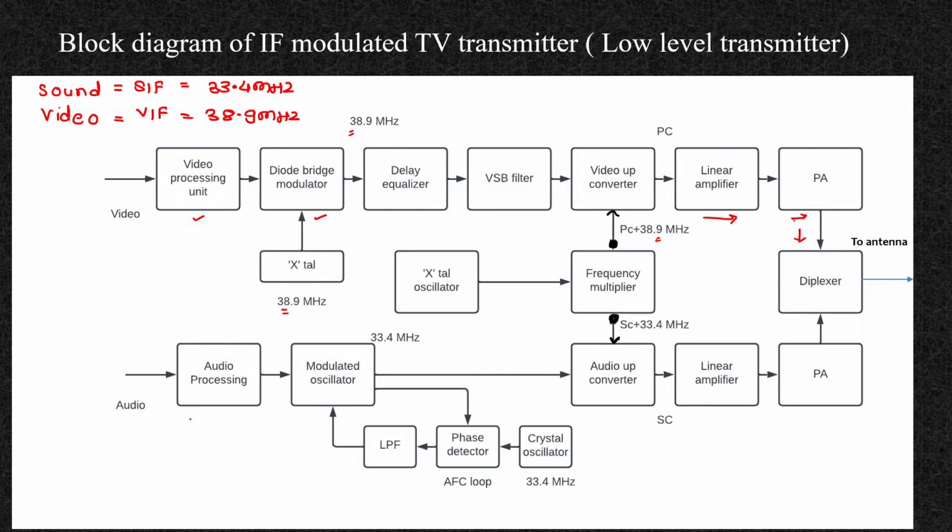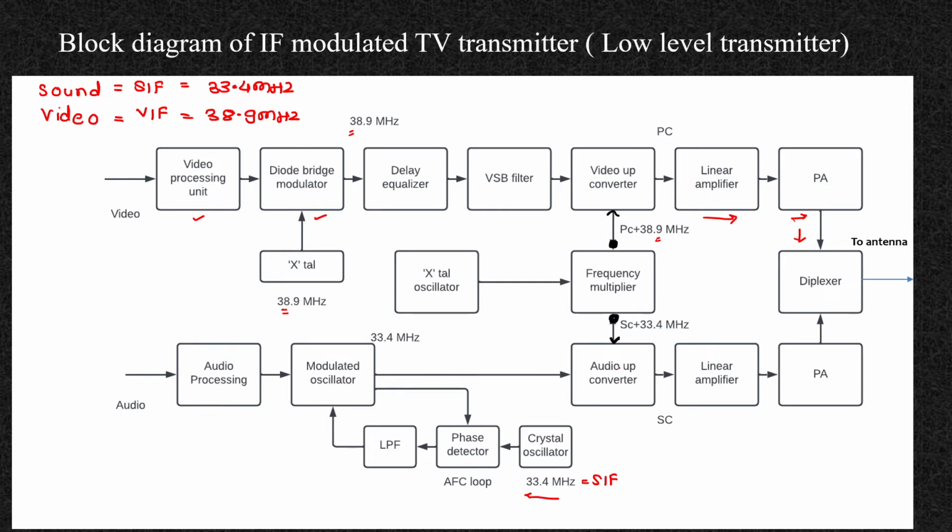Here in the audio processing, as we have already seen, our audio signal is frequency modulated, so you need this carrier signal. This SIF, sound intermediate frequency, is used as a carrier. It is given to the phase detector, then the low pass filter, and then to the modulated oscillator. Here the oscillation takes place, and any frequency variations will be corrected by the automatic frequency control loop. The output will be at 33.4 megahertz as you have used this particular carrier.